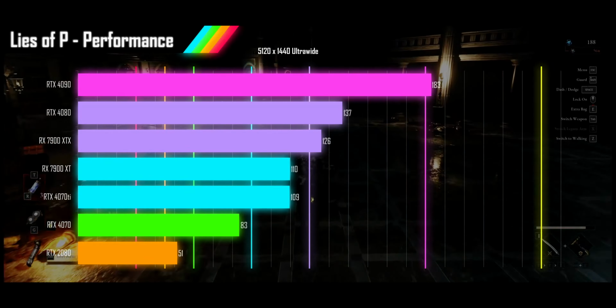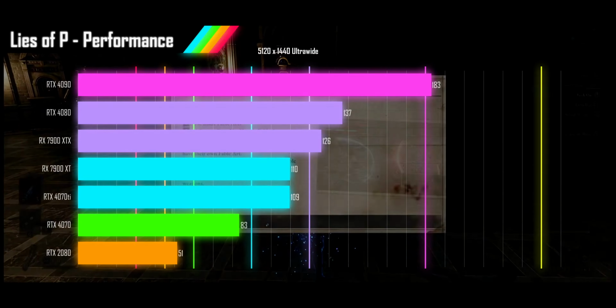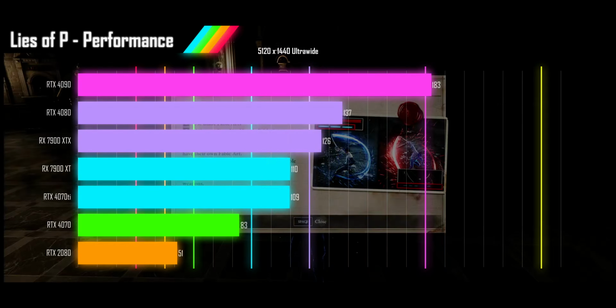The RTX 2080 is now below 60 FPS, and again we see a 2.7 times increase at the same tier, or 2.1 times at the same cost.